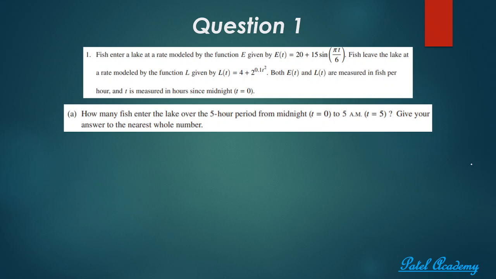Question number one is a rate in and rate out question. As I can see, I'm given a function E, which is E of t equals 20 plus 15 sine of pi over 6 t, and a loss function, or a leave function, L of t, equal to 4 plus 2 to the power of 0.1 t squared. Both of them are measured in fish per hour, which tells me instantly that this is a rate of change and not a measure of the number of fish. It's a measure of the change in fish, and t is measured since midday.